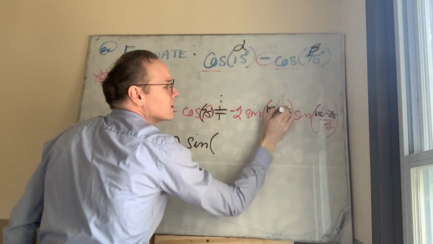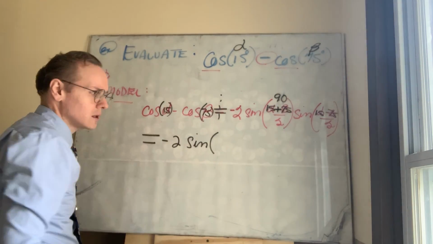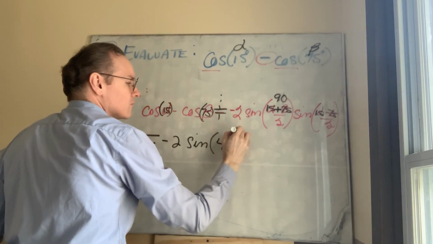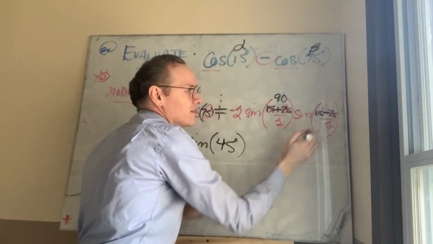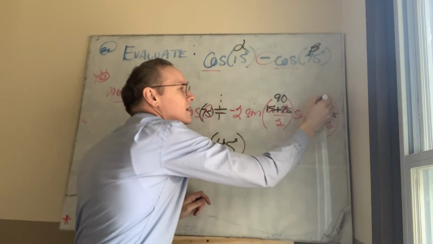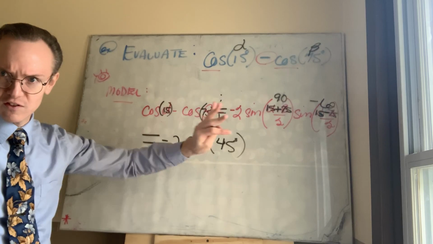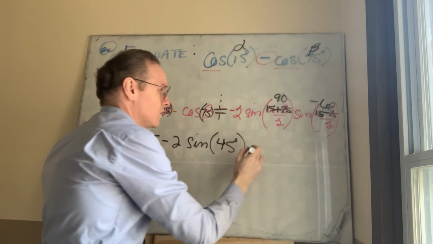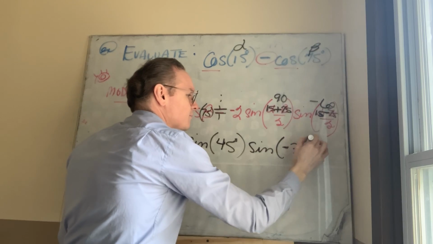15 plus 75 is really 90. What is half of 90? 45, degrees. 15 minus 75 is really negative 60. Half of 60 would be 30. So this is the sine of negative 30.